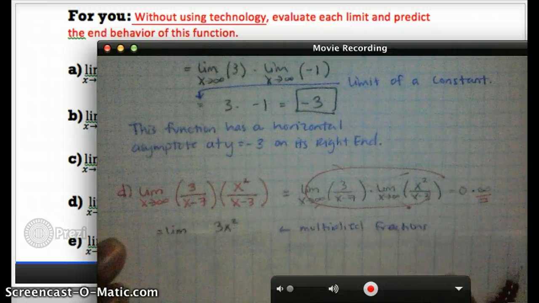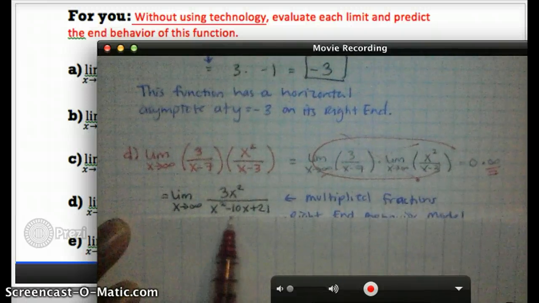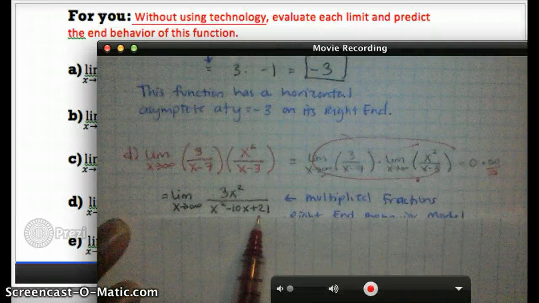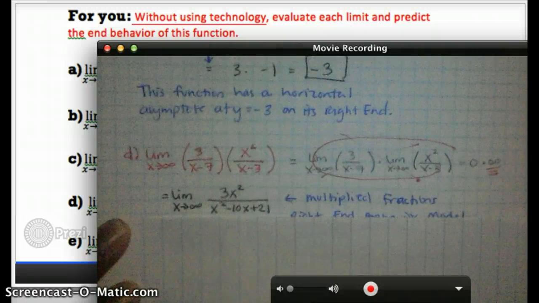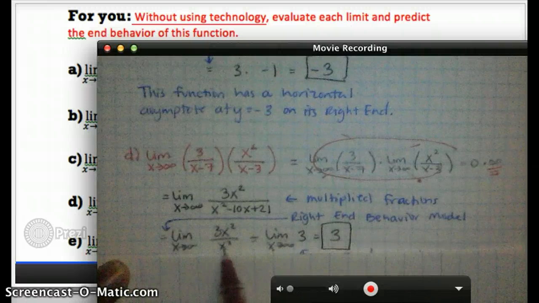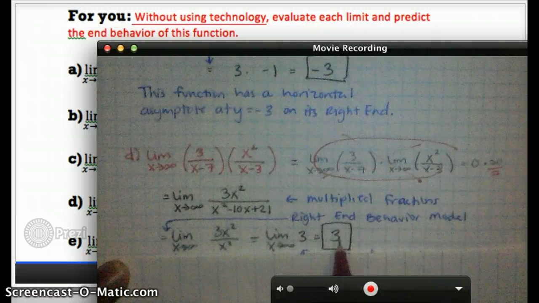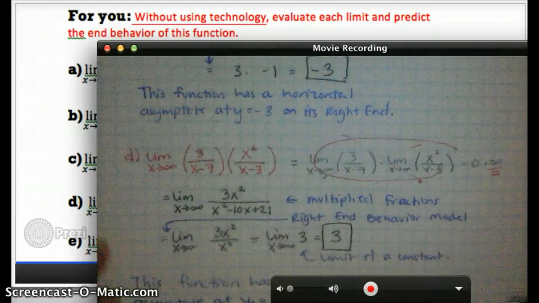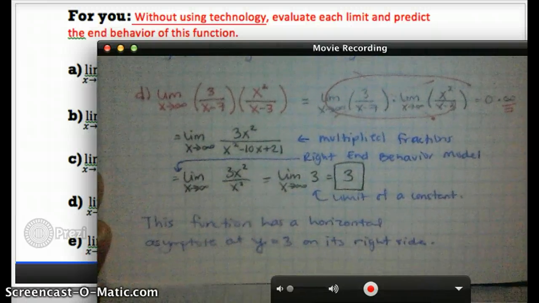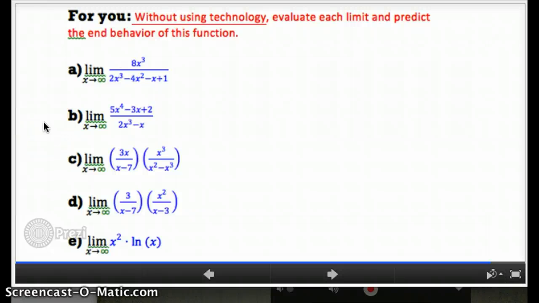Now, what you can do is multiply the two fractions, and you get 3x squared over x squared minus 10x plus 21 on the bottom. I just FOILed the binomials. And now this function has an end behavior model. It's a pretty simple one, which simplifies to the limit as x approaches infinity of 3, which is 3. And that's a totally valid way to solve the limit. And we can summarize, in fact, this function has a horizontal asymptote at y equals 3 on its right side. Try the last one.